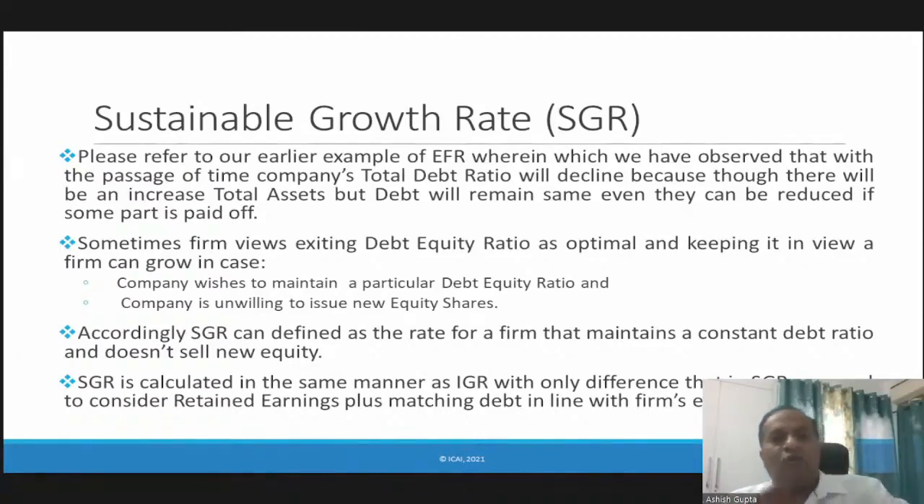Sometimes a firm views the existing debt equity ratio as optimal and wishes to maintain a particular debt equity ratio, and in that view the firm can grow. These are the prominent conditions. Accordingly, SGR can be defined as the growth rate that maintains a constant debt ratio and does not sell new equity. SGR is calculated in the same manner as IGR, with the only difference that for SGR we consider retained earnings plus matching new debt. So this is the basis.